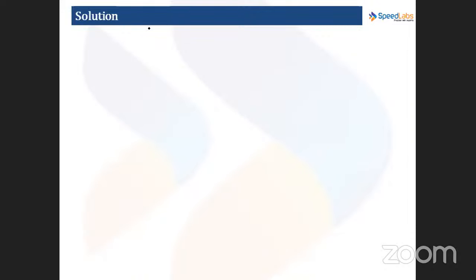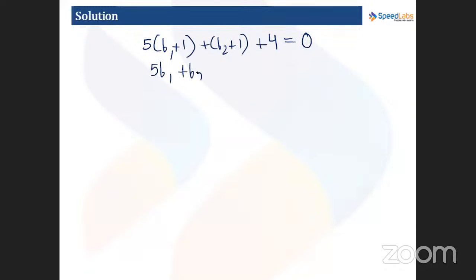So now A plus B dot C will be 5 into (B1 plus 1) plus (B2 plus 1) plus 4 equal to 0. So this becomes 5B1 plus B2 plus 10 equal to 0. And I already knew that B1 plus B2 equal to 2.